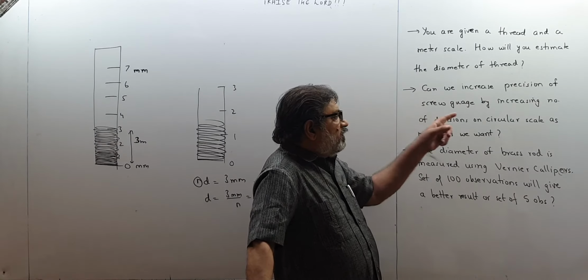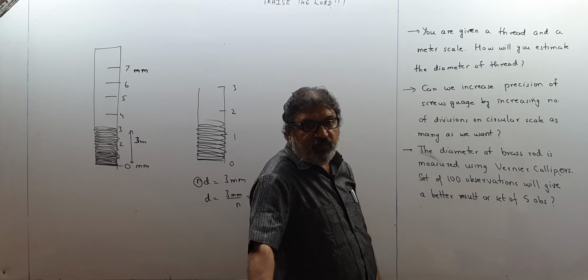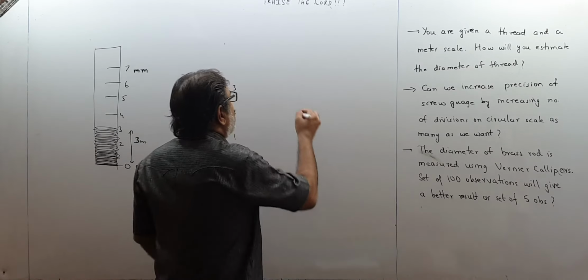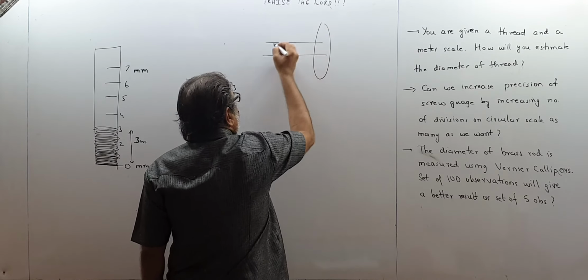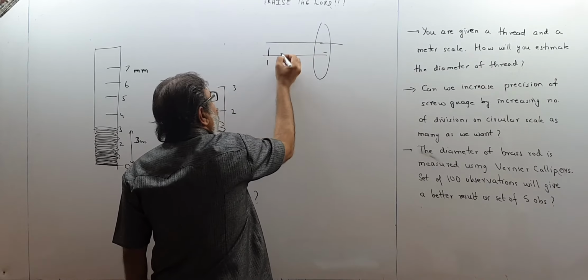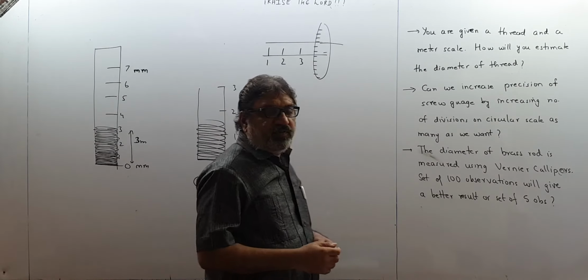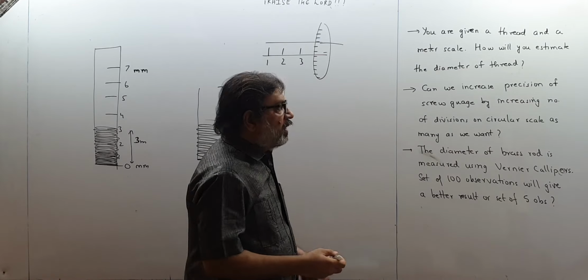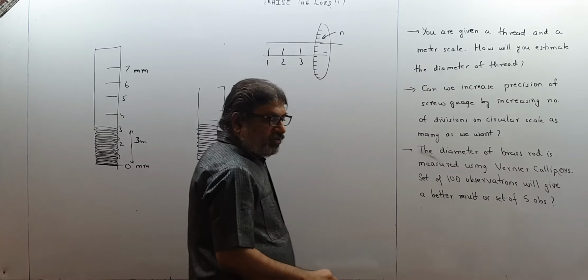Can we increase precision of screw gauge by increasing number of divisions on circular scale as many as we want? Children, I have told you, if this is the circular scale and this was the main scale of the screw gauge, and there are markings over here, 1 millimeter, 2 millimeter, 3 millimeter, and so on it goes. And there are markings over here, circular scale. Sometimes there are 25 markings, sometimes 50, sometimes 100 like this. Supposing there are n markings over here on this circular scale of screw gauge, which I showed you.